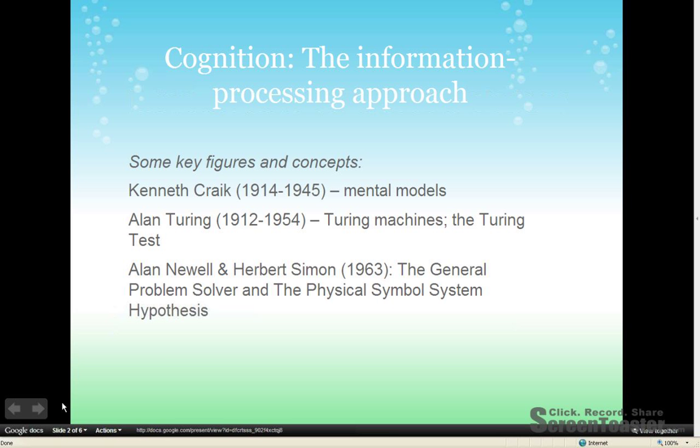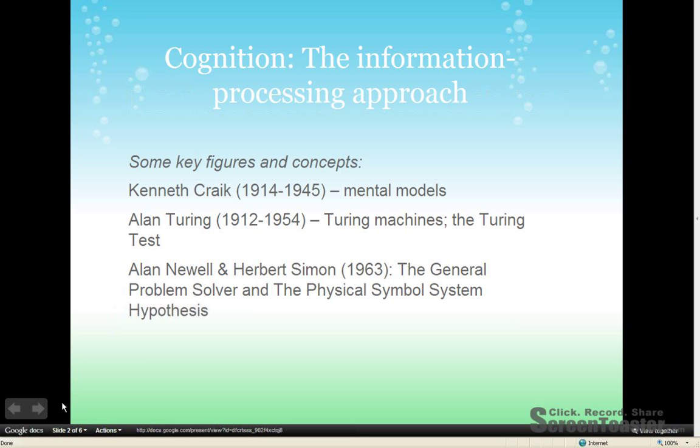The development of cognitive ideas started to take off just subsequent to the Second World War, partly influenced by developments in computation that were going on at that time, and then really started to take off in a big way in the late 1950s and in the 1960s.